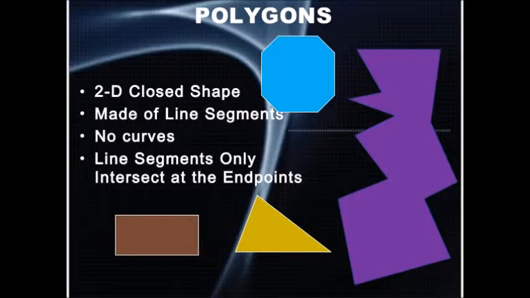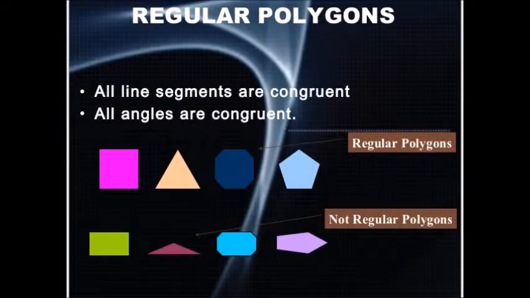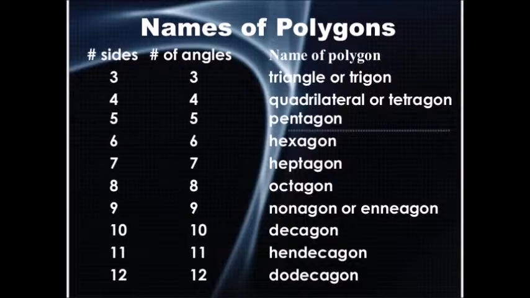So a polygon is a shape of many angles. In order to be made of angles, we have line segments that connect at the endpoints to form these different angles. Regular polygons are polygons where all the angles are congruent, they have the same measure, and all the line segments are congruent, they also have the same measure. So the row on top are regular polygons, and the row of polygons on the bottom are not regular polygons. Here are some names of polygons.